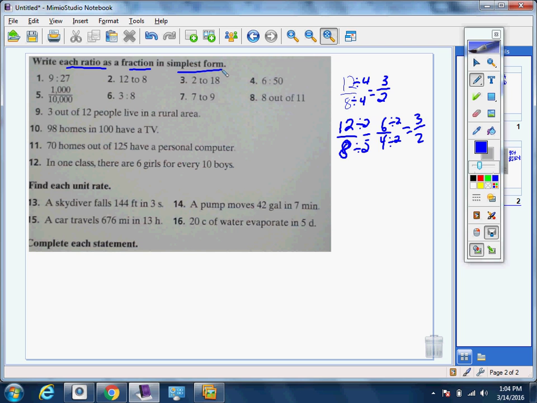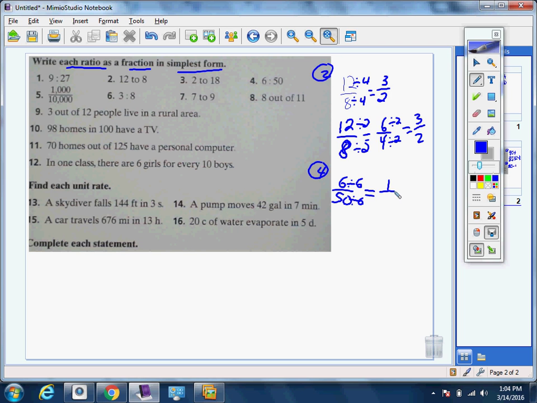Okay, so I did number 3 on the board last time. Let's look at number 4, 6 to 50. This is number 4, by the way. That was number 2. I'll do number 5 next. So what I can do now is figure out what I can divide both by, and I actually can divide both by 6. Or 2. Well, I can divide both by 6. I like to divide by the biggest number possible, so I have to do as few steps as possible. But as long as you come up with the final answer.